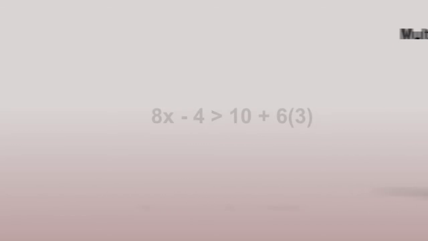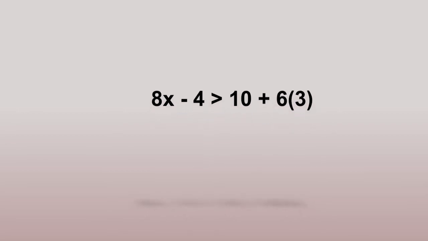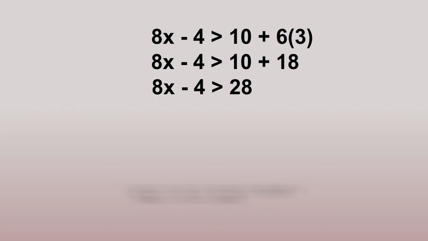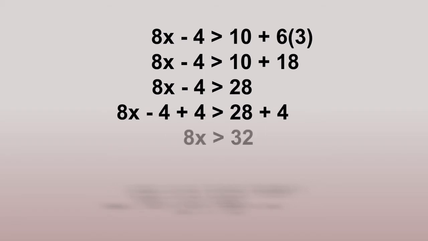Let's try a problem. 8x minus 4 is greater than 10 plus 6 times 3. Start by simplifying the right side of the inequality. 6 times 3 equals 18. 10 plus 18 equals 28. Without reversing the direction of the inequality, you can add 4 to both sides. This results in 28 plus 4 equals 32.